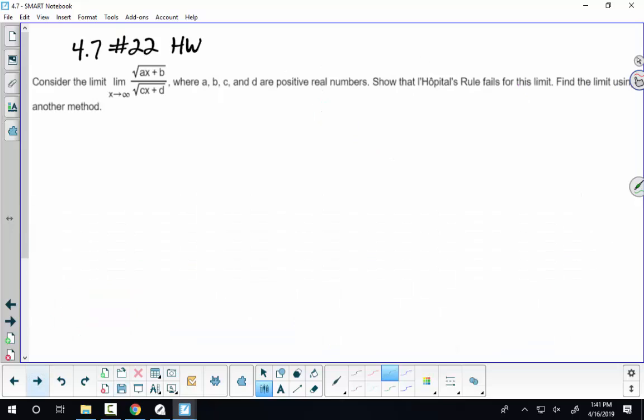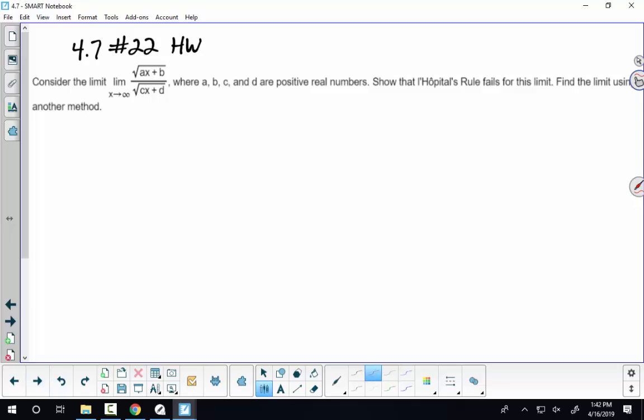Well, actually, no, there's this last example I wanted to mention from your homework, my bad. 4.7, number 22 in the homework. This is an example of showing that L'Hopital's rule fails for this limit. And then it says, find another method to evaluate this limit. So it's the limit as x approaches infinity of root ax plus b over root cx plus d.